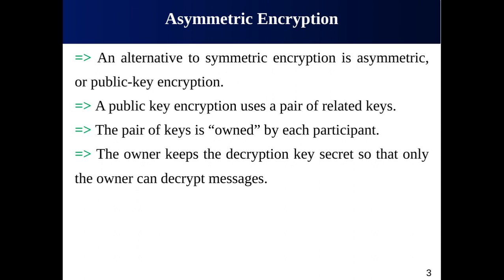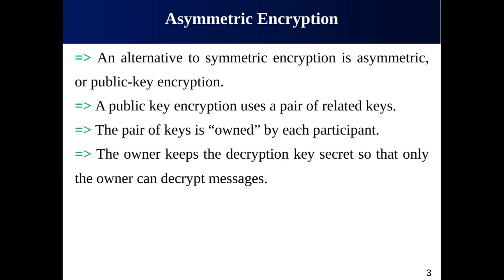On the other side, asymmetric encryption is an alternative to symmetric encryption. This type of encryption is also known as public key encryption. Instead of using a single key which is shared by the two participants, public key encryption uses a pair of related keys. Two words: pair and related. The keys must be related to one another, and every participant has to use two keys, a pair of keys. One key is used for encryption while the second key is used for decryption. It means that every participant has to own two keys.